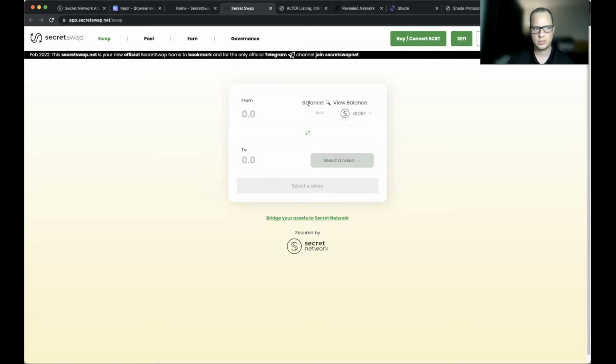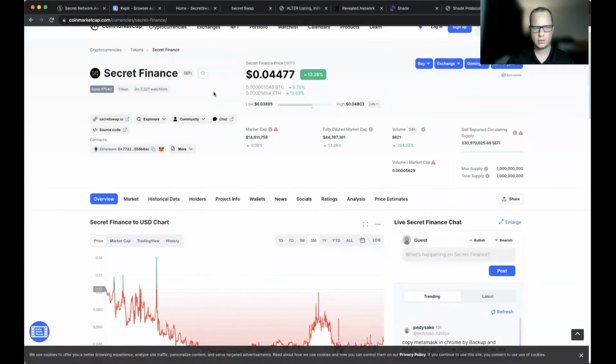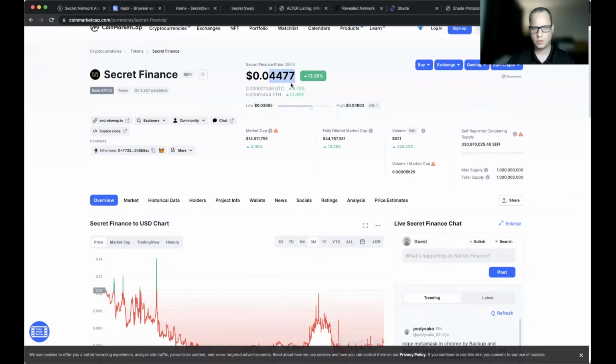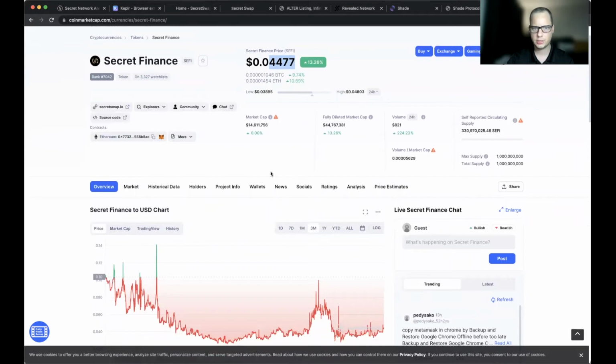The reason the SEFI token, in my opinion, is one to at least have a partial position in is, A, it's the native governance token of SecretSwap, much like the OSMO token is to Osmosis, or the RAW token will be to JunoSwap. We can run over to CoinMarketCap, and you can see that it's had a 13% run up today. You can wait for it to cool down if you want, but I'm just showing you how to get exposure to this token and then how we can get yield on it.